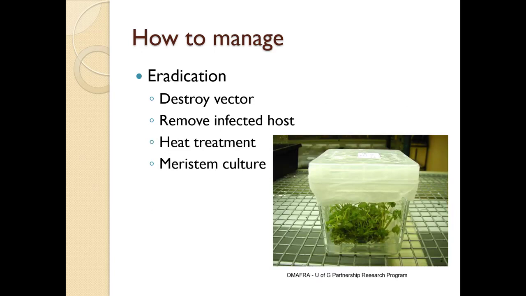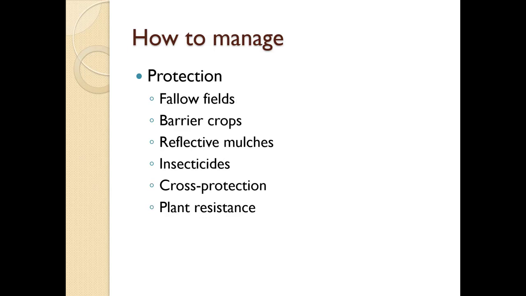Eradication, you can destroy the vector, remove infected hosts. You can use heat treatment. It's commonly used to inactivate the virus prior to cultivating or culturing meristems in tissue culture. Protection would be having fallow fields, barrier crops, reflective mulches, and that's for the insects that are spreading them. Insecticides, and that's really the thing. There's no virucides. You need to deal with the insects that are spreading it. Cross protection and plant resistance.